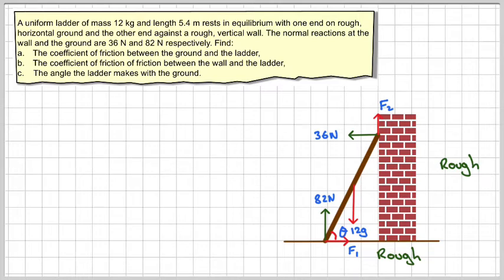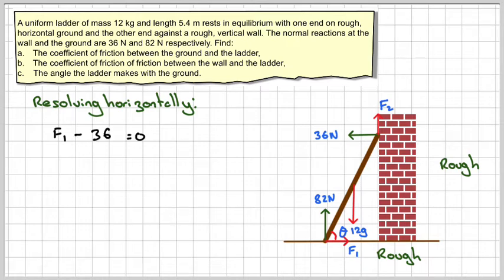Right, what we will do first of all is resolve horizontally and vertically. So resolving horizontally, we've got F1, and we'll need to subtract from that this force here of 36, which is the normal reaction between the ladder and the wall, and that will be equal to 0 because the whole thing is in equilibrium, and therefore F1 will be 36 newtons.